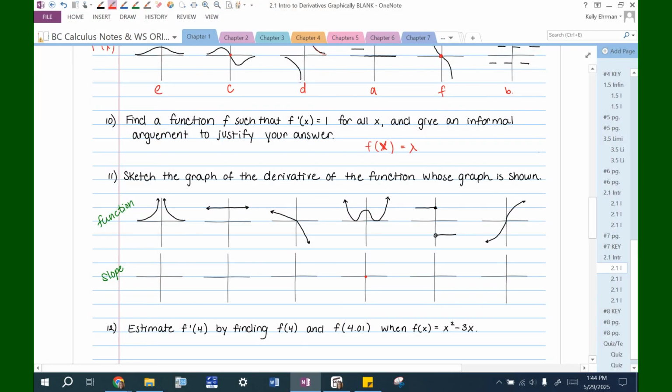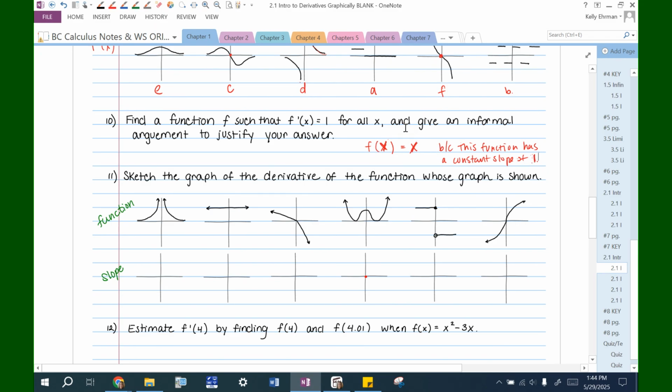My informal argument is because this function has a constant slope of 1.